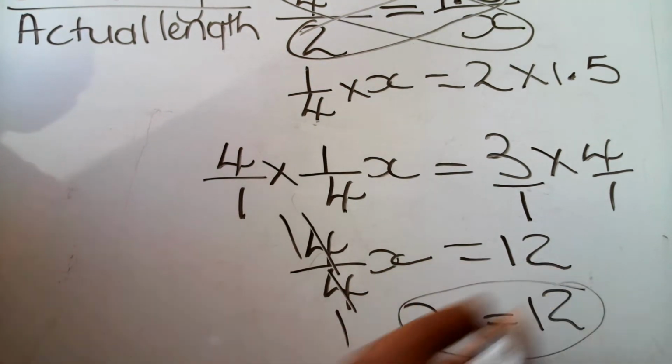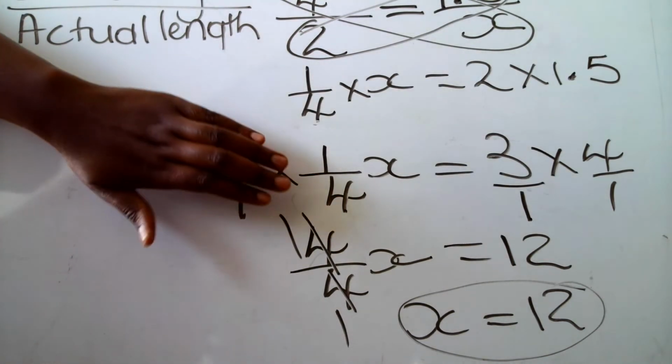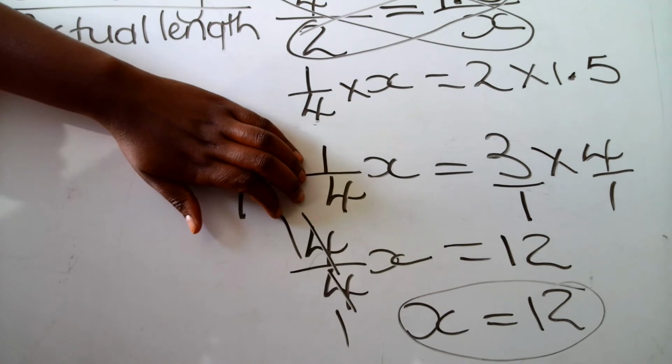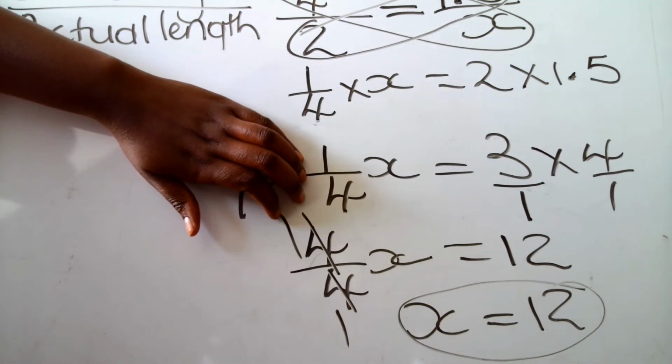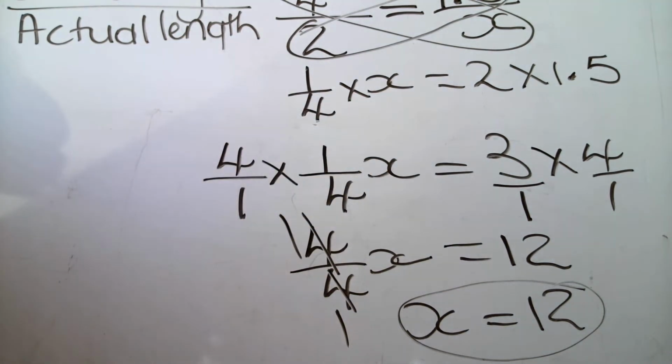X equal to 12. So once the coefficient is a fraction, for it to become 1, because the aim is to find what one x is equal to, you multiply it by the flip of the fraction. Alright, and anything you do to one side, you have to do to the other side as well.